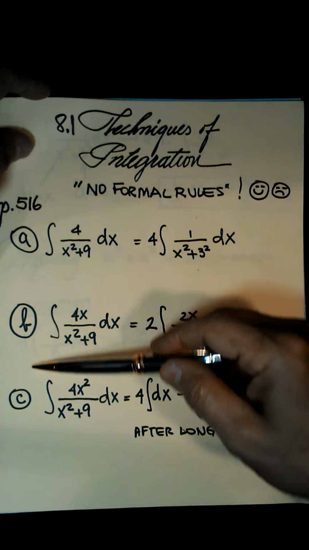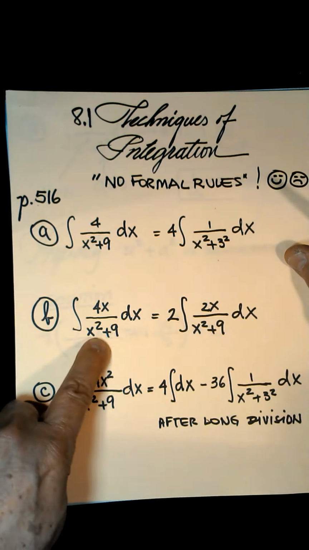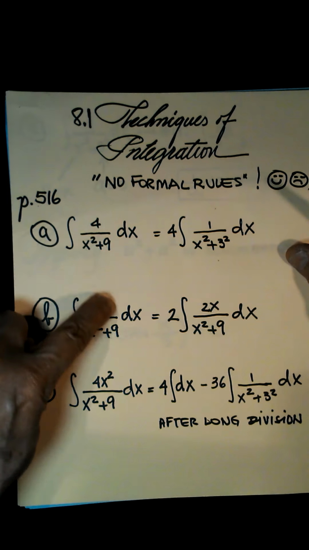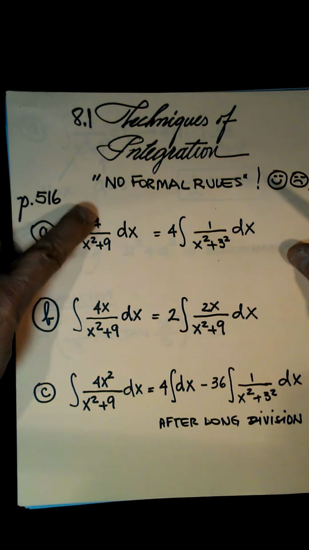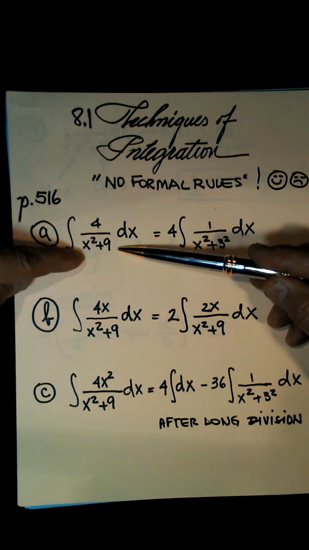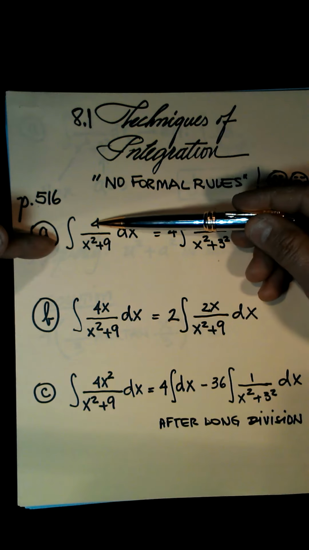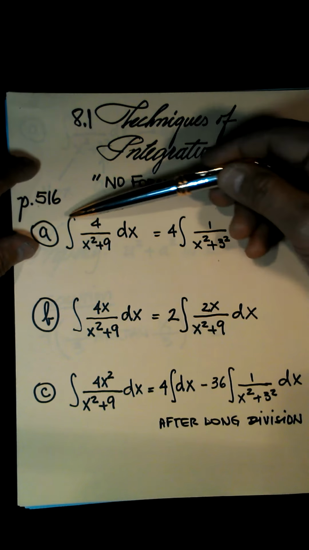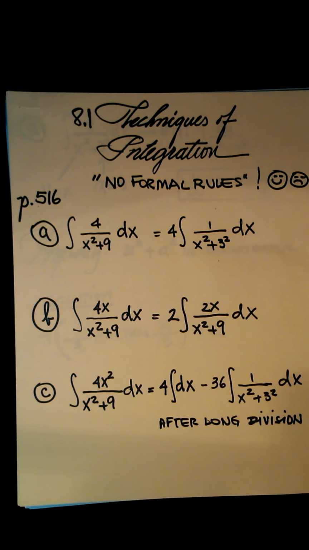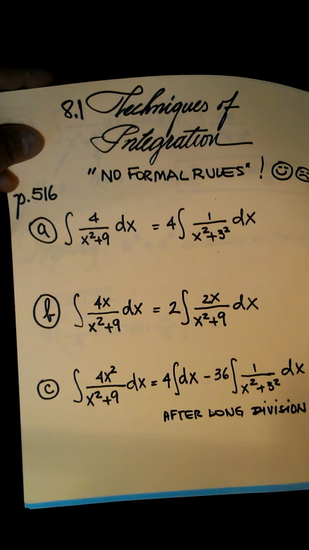Examples A, B, C, page 516. Look at these three examples. The denominator is all the same. The numerator is 4, 4x and 4x squared. For this integral here, there is no u-du that can help you. So what do we do? Well, you might say, all right, I'll move this 4 out. Well, then you get to this. It's still good, but now what? U-du won't do it. So let's see what's going to happen to this example A.